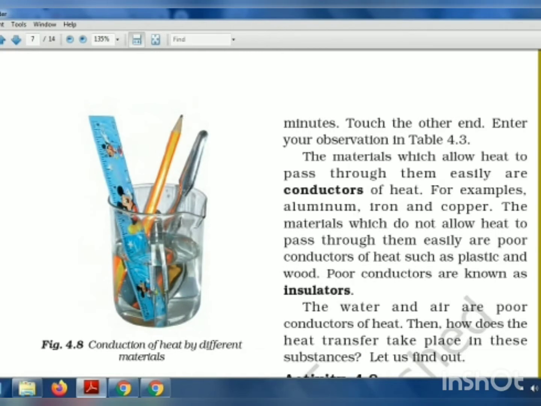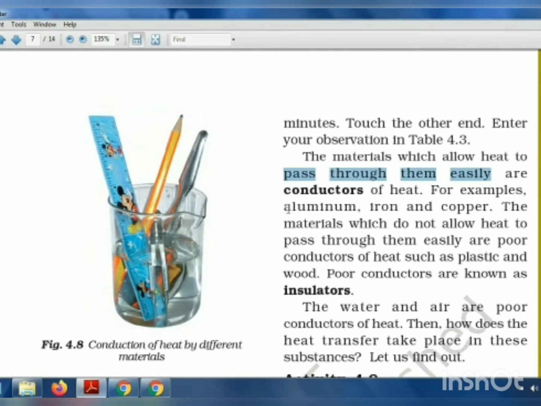What you will feel is that this steel spoon will be heated at this place. It will be hot, but the wood and the plastic scale will not be hot on the other end. Why does it happen? Because plastic and wood do not transfer heat from one end to the other, whereas steel does. So the materials made of steel are called conductors because they allow heat to pass through them easily.